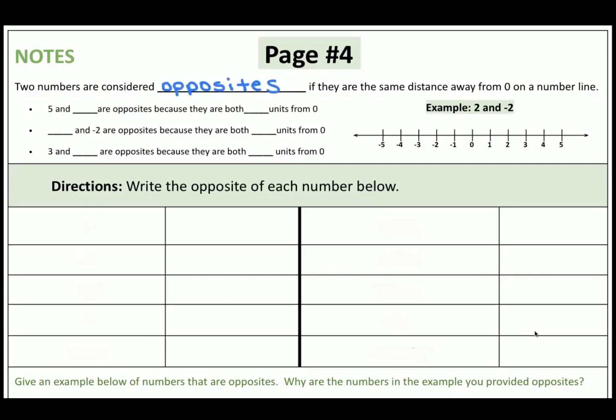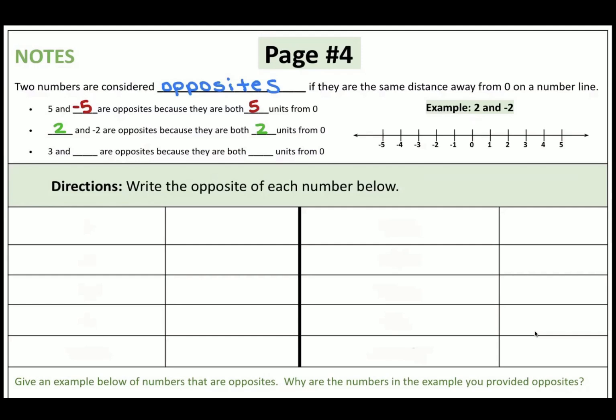2 numbers are considered opposites if they are the same distance from 0 on a number line. They're just on opposite sides. So for example, 5 and negative 5 are opposites because they're both 5 units from 0. Make sure you're writing with me. It says blank and negative 2 are opposites. Well, 2 and negative 2 are opposites because they're both 2 units from 0.